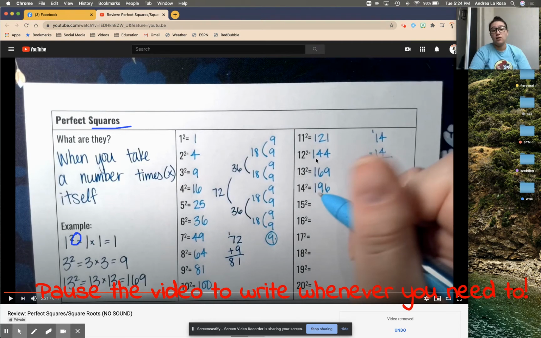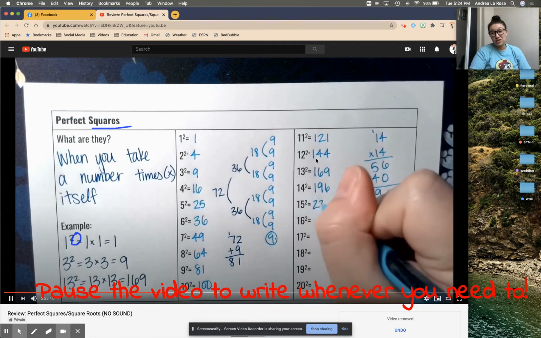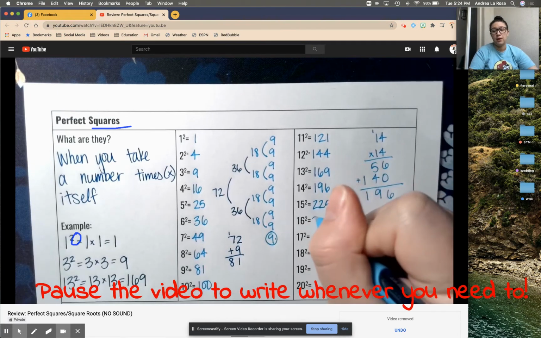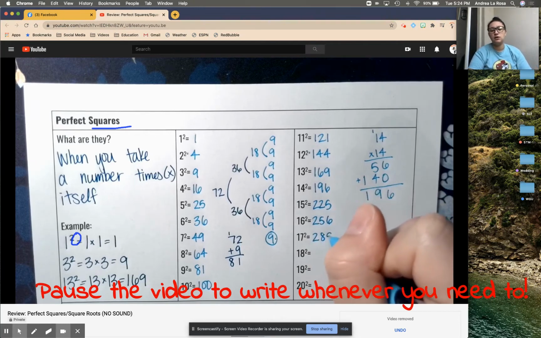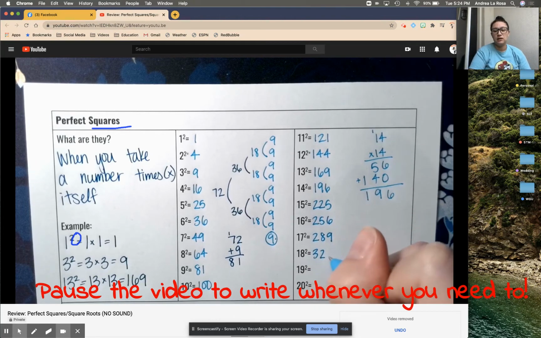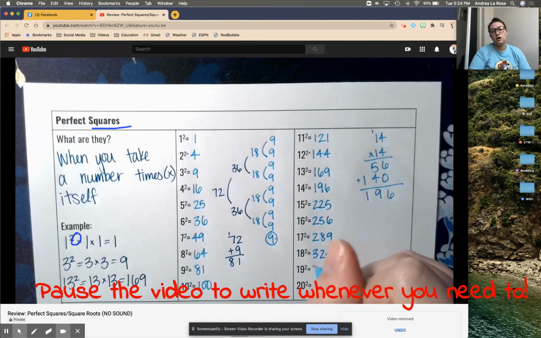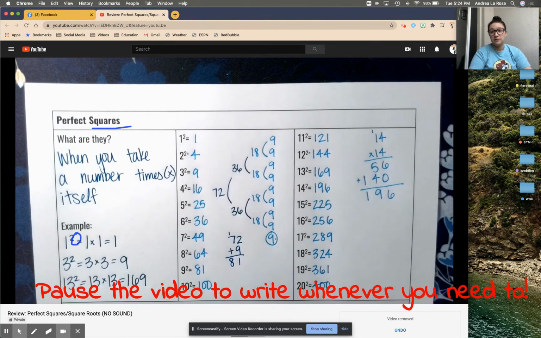Because again, you have to have all these numbers memorized, or you need to be able to multiply them out. So then we have 196, 225, 256, 289, 324, 361, and 400. You only have to have memorized up to that 400, up to 20 squared.